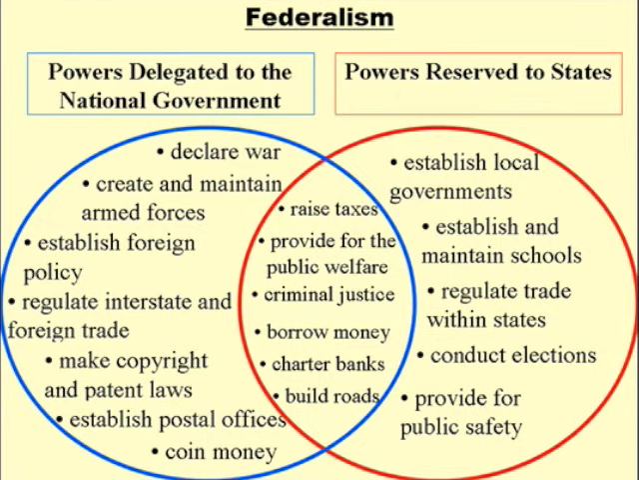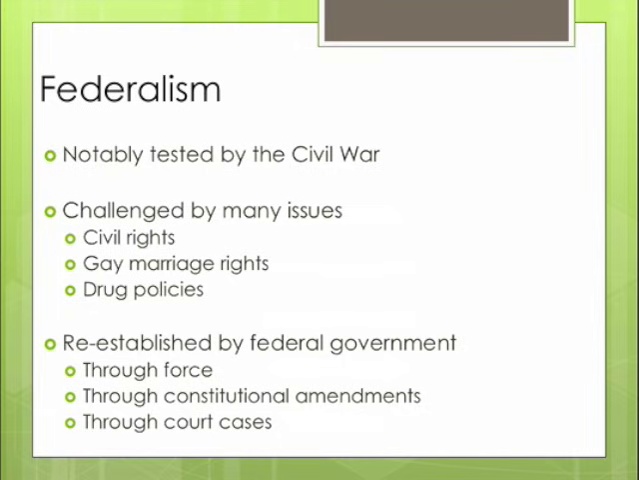Now, what's interesting about this principle is the way it's been tested, or the times when the federal government and state governments have disagreed with one another, like during the Civil War in the 1860s, or civil rights in the 1950s and 60s, or the more recent gay marriage rights battles across the country, and even the drug policies like that seen in a growing number of states including Colorado, Oregon, Washington, and now Ohio and New York.